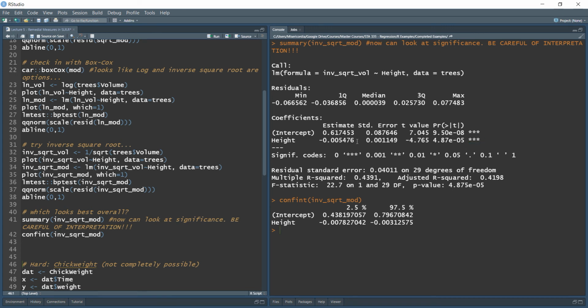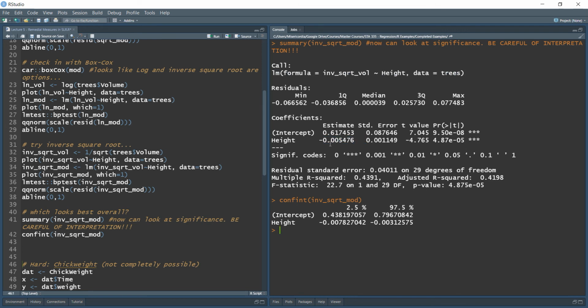But what does this mean? Is height positively related to volume? How can you even tell? And this, my friends, is the hardest part. This is the reason that I hate transformations, is because what on earth does this number mean? What does even a positive and a negative number mean when we're performing these types of transformations? How could I possibly interpret this?